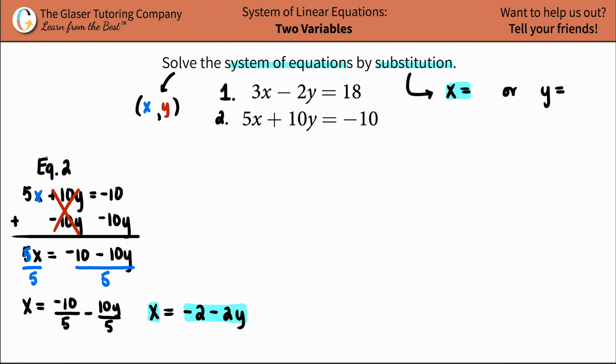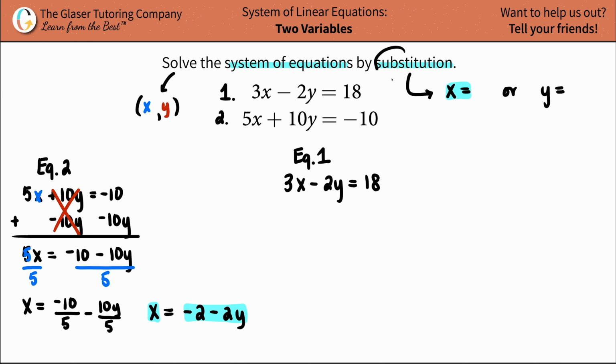Now, if you used equation 2 to get x equals or y equals, you can't use it again for the next step. You have to use the other equation, or else the solution is not going to work out. So since I used equation 2, I'm now going to use equation 1. And I'm just going to write it out. So 3x minus 2y equals 18.